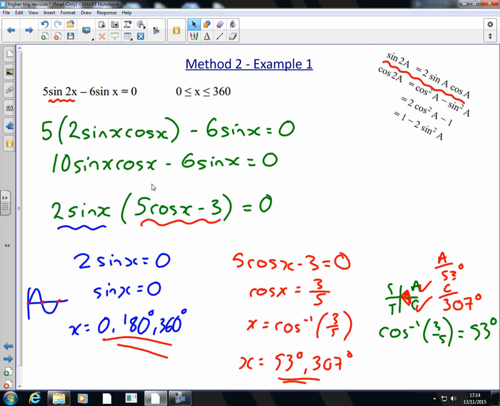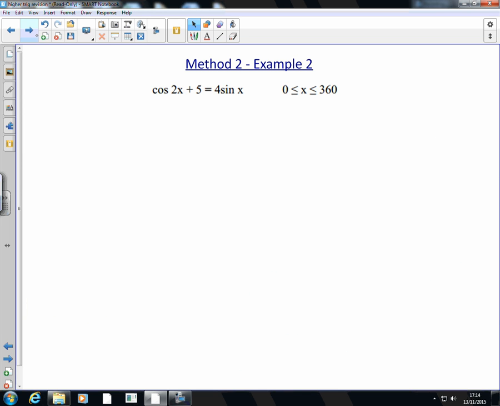Now you see what I mean? Actually the solving's dead easy. The first step is what the trick is in method 2. Okay, being able to sub in and then being able to factorise. Okay, example 2.